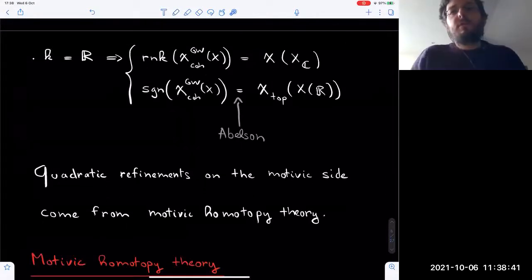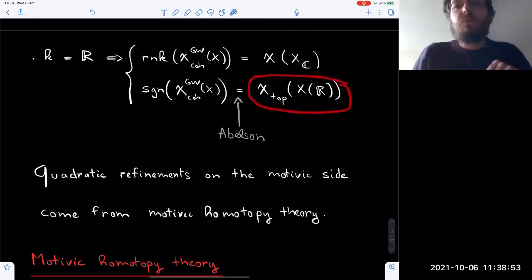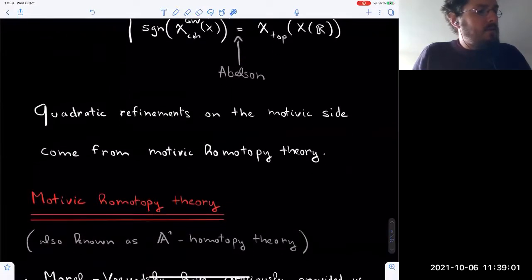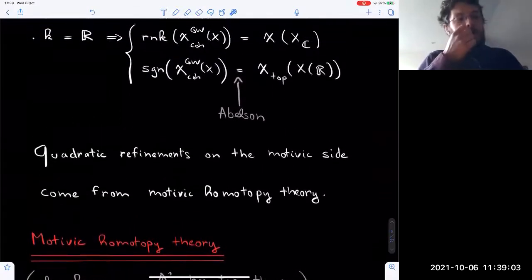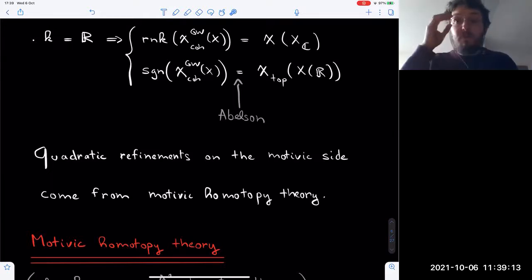And just to illustrate this principle, over the real numbers, the rank recovers the Euler characteristic of the complex points, and the signature recovers the topological Euler characteristic of the real points. And this is a result due to Levine. So that's one way to get nice quadratic refinements out of geometry, is to use Grothendieck duality.